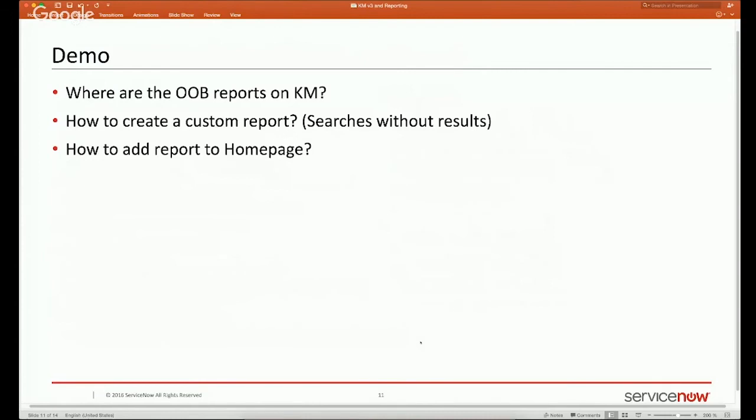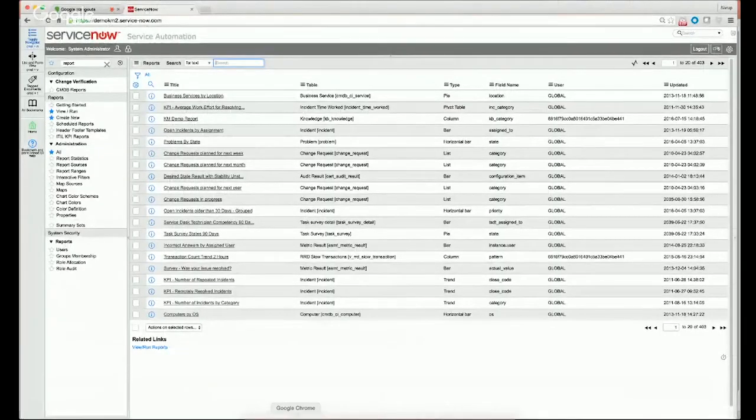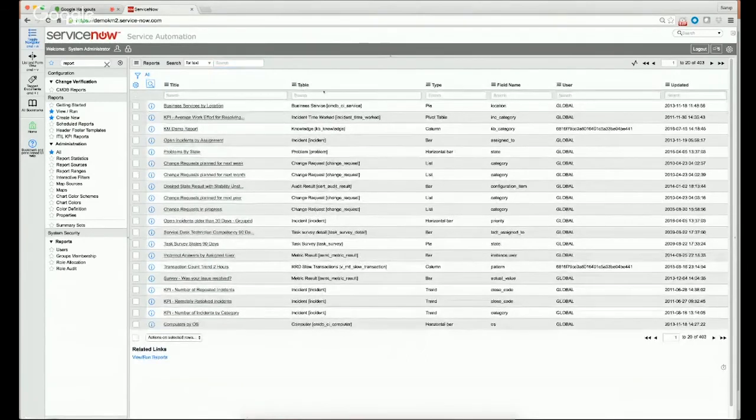So let's go into a demo, and we're going to talk about what reports we have available. We'll create a custom report. We'll also show how to add that report to your home page. So what I have here is a demo system, and you want to go to the reports menu here, and if you clicked on all and you look at reports, these are all the reports that are available out of the box.